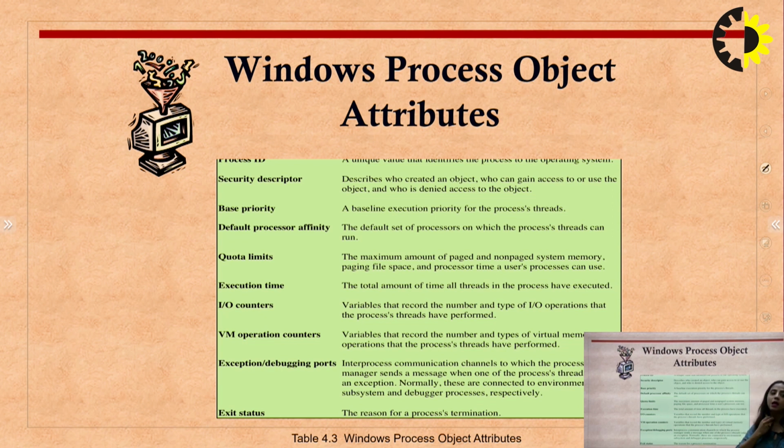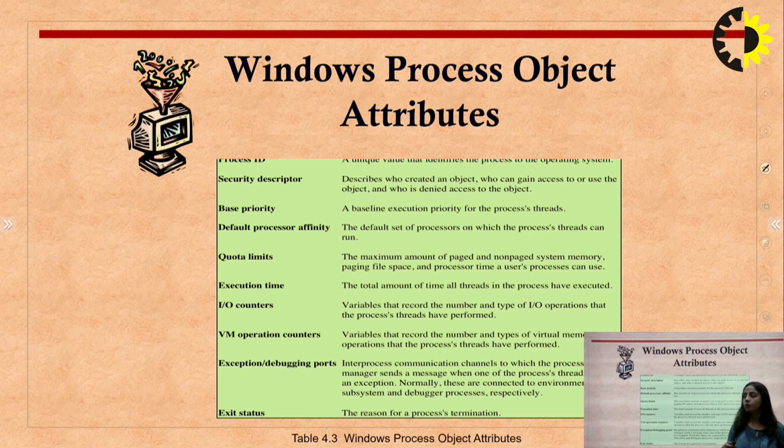Using its ID. Now the other attribute is the security descriptor. Security descriptor describes who created an object, who can gain access to or use that object, and who is denied access to the object. Basically it describes who the creator of that object is, who else has access to use the object, and how you can authenticate or refuse someone access to that particular object.